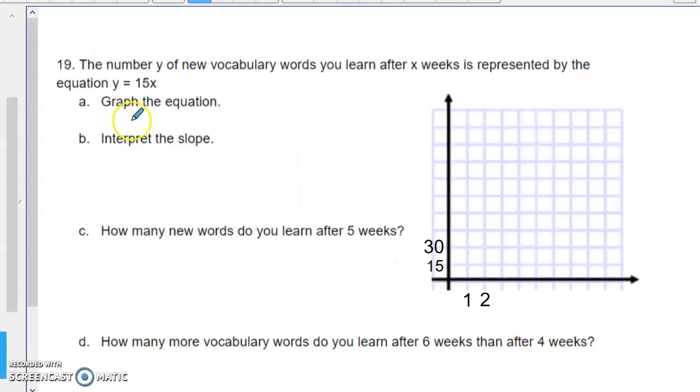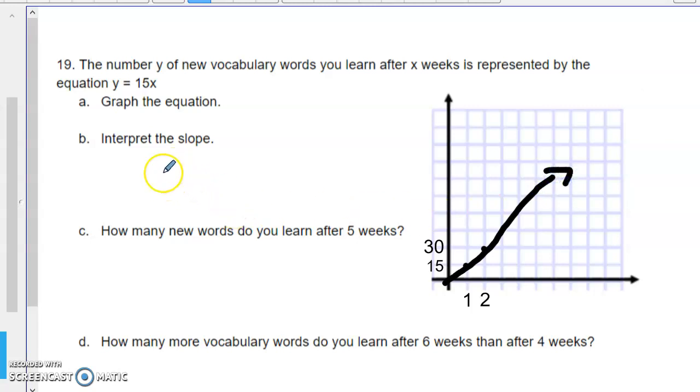Some real life problems here. It says the number y of new vocabulary words you learn after x weeks is represented by the equation y equals 15x. We'll graph the equation. Well, because I have to rise 15 and then go over 1, I just decided to go by 15s on this graph. So obviously 0, 0 would be my first point because plus 0 would be on there. It's not written there, but it's going to be that as your y-intercept. And then I go up 15 and then over 1, up 15, over 1. That would be what my graph would look like for that equation.